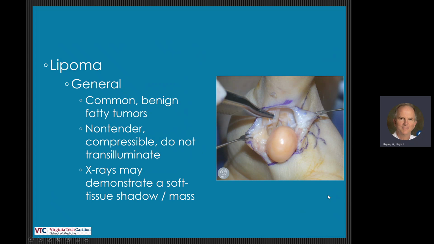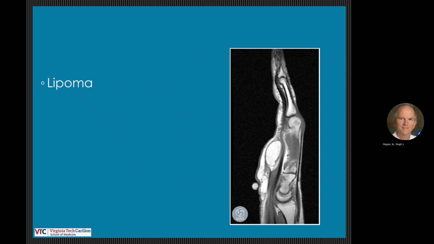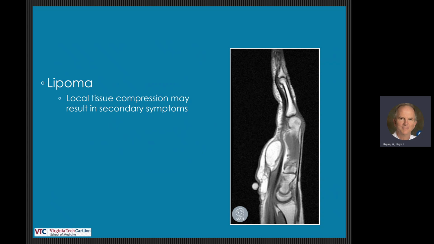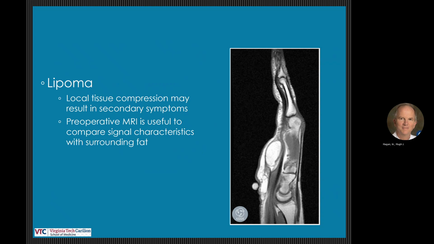X-rays may demonstrate a soft tissue shadow or mass, but are otherwise generally non-diagnostic. Other imaging can include MRI, which is very characteristic for fatty tumors, and can differentiate the lipoma from surrounding fat. And the location of the lipoma in the hand or in the upper extremity can be significant as it can produce local nerve compression or vascular compression syndromes.